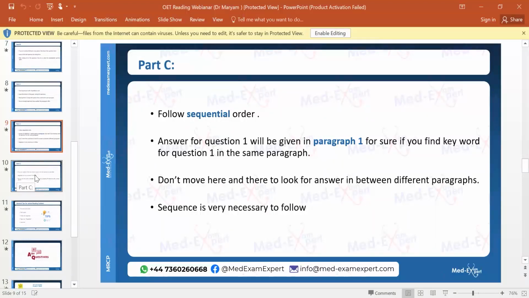Part C also follows the trend of keywords, which I told you about in part B. Basically, part B and part C have the same trends: there is an elimination method, there is importance of keywords, and there is importance of sequence as well. So don't move here and there to look for answers in between paragraphs. It will waste your time. I'm sure you will waste all of your time moving here and there. So please stick to the paragraph, whatever the question number is. Sequence is very necessary to follow. Next slide, please.